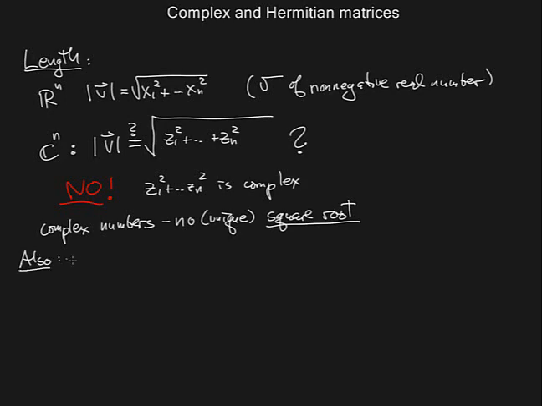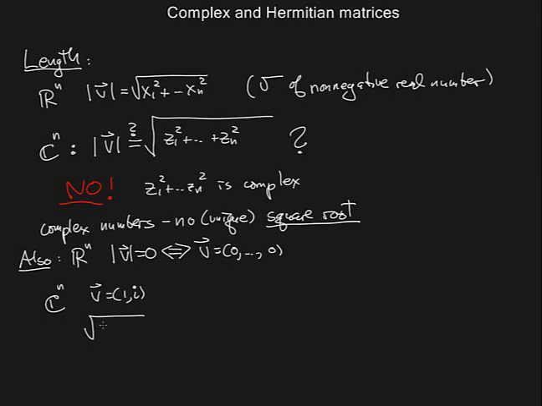Another big problem with this naive definition is the following. Notice that in R^n, the length of a vector is 0 if and only if it's the 0 vector. But in C^2, for example, you could take the vector (1, i), and with this silly definition of length, the length of this vector is 1 squared plus i squared, which is 0. So you'd have a nonzero vector of 0 length, and that's definitely bad.